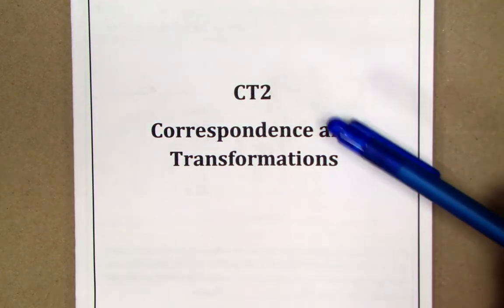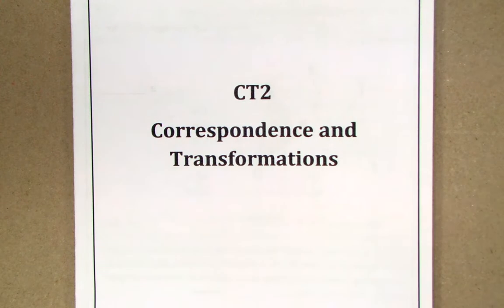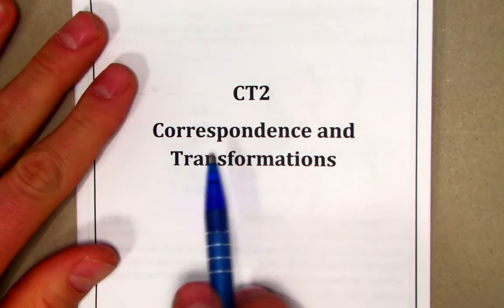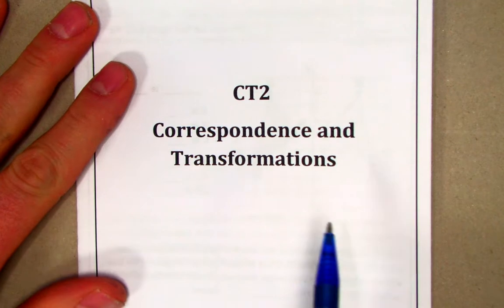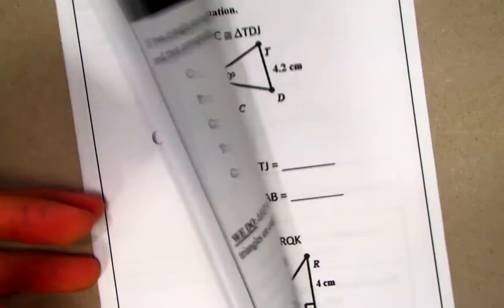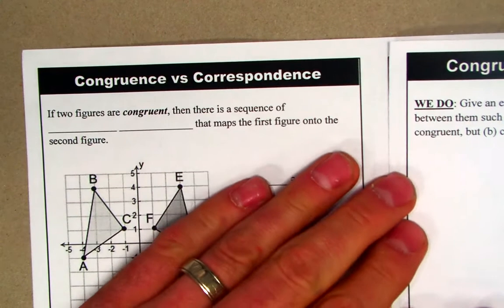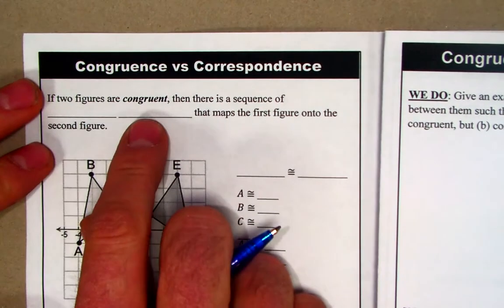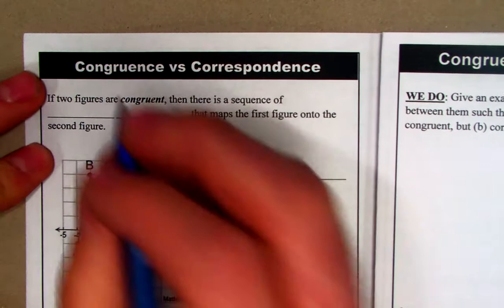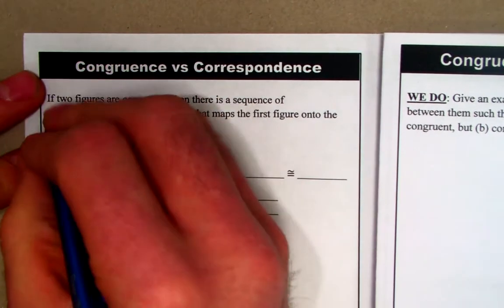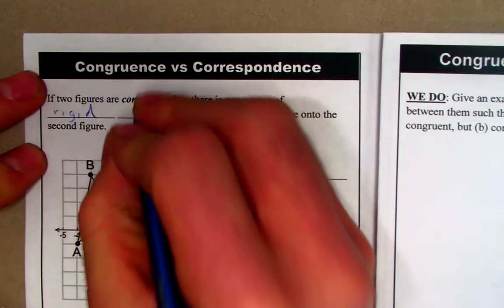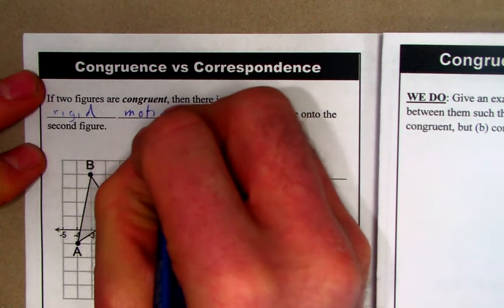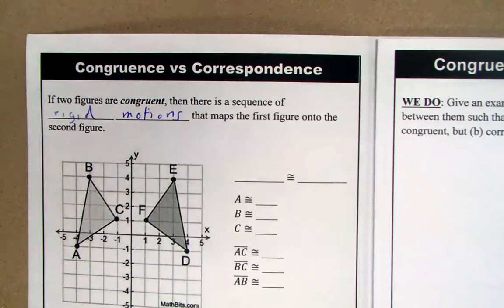All right, so here we are, CT2, correspondence and transformations. We talked about in class what a correspondence is and how it's different than a congruence. So that's what this first part is just coming back to. We'll look at congruence. If two figures are congruent, then there's a sequence of, right, two blanks. We've got rigid motions. Okay, you got to know that. Sequence of rigid motions that maps the first figure onto the second figure.